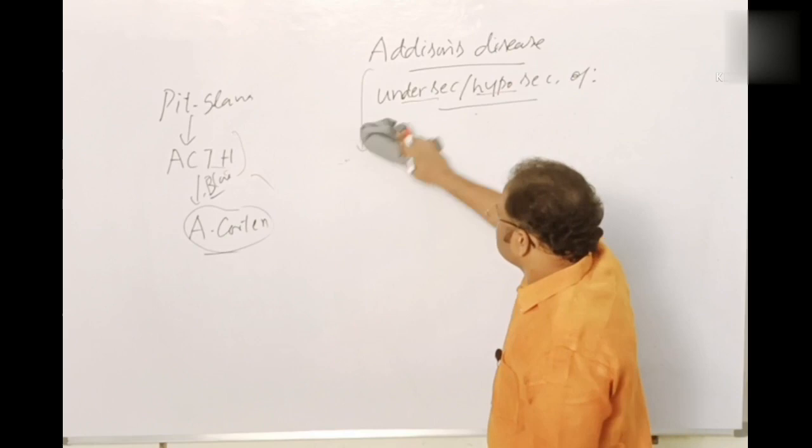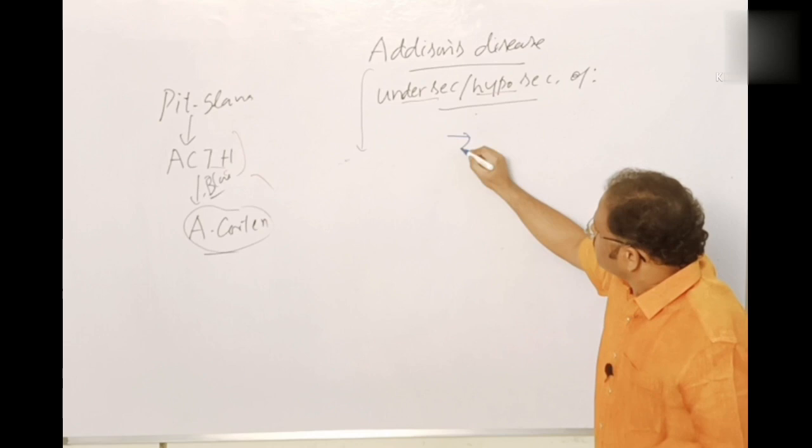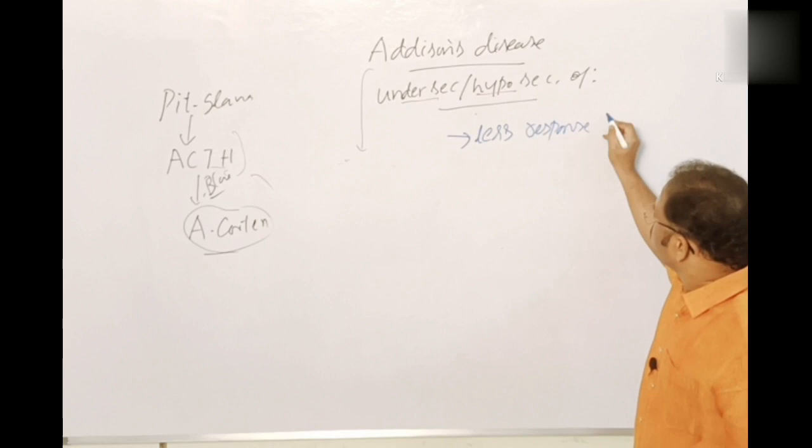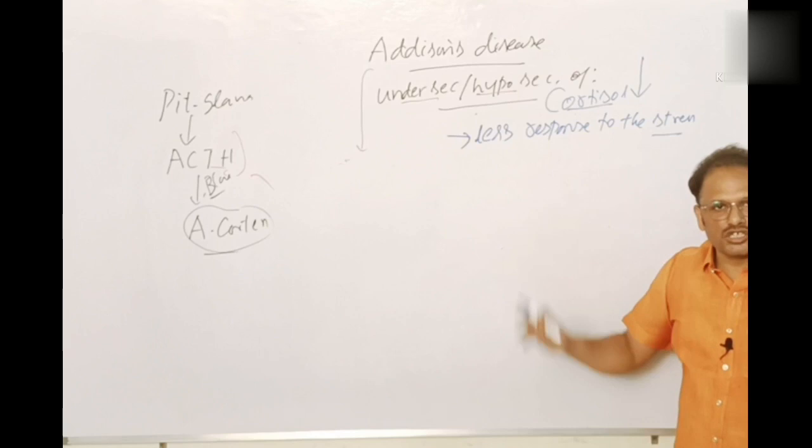So, because of the under secretion of cortisol and aldosterone, what happens? Let's discuss now what the symptoms are. Okay, students. So, less response to the stress. First of all, the less response to the stress. Why? Because cortisol is a stress combat hormone, isn't it? But here, the cortisol is lessened. Lessened secretion of cortisol, that is why the lessened response of the individual to the stress.